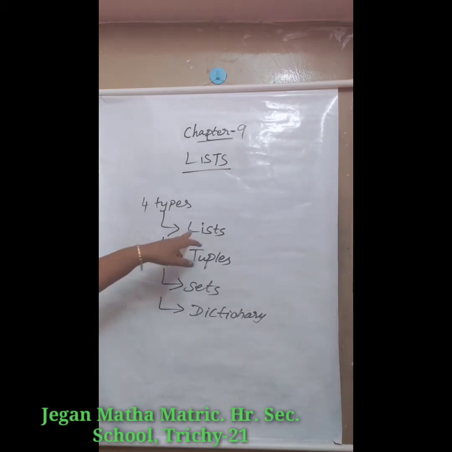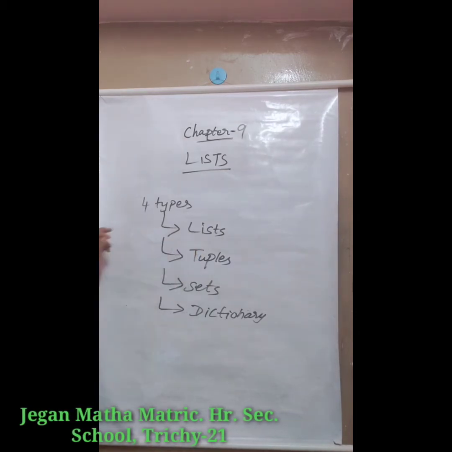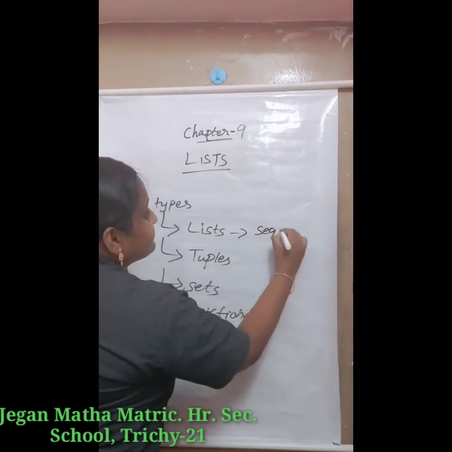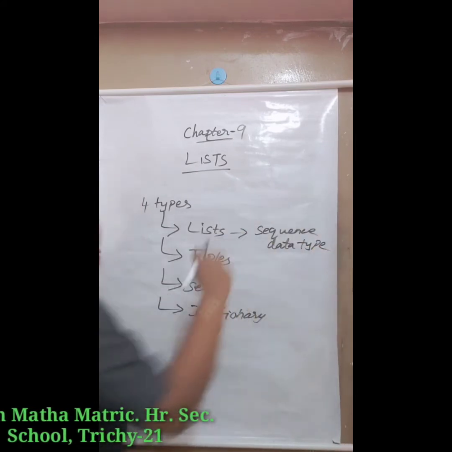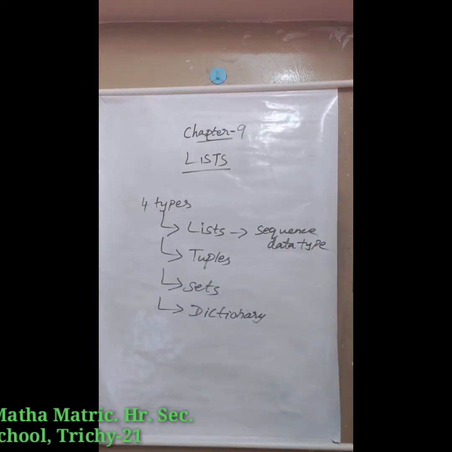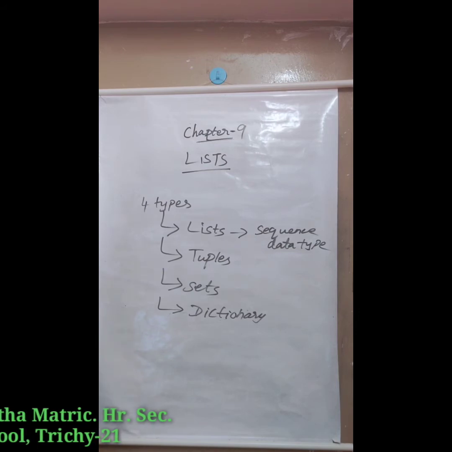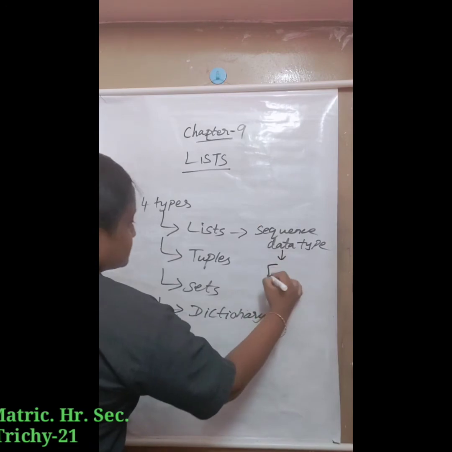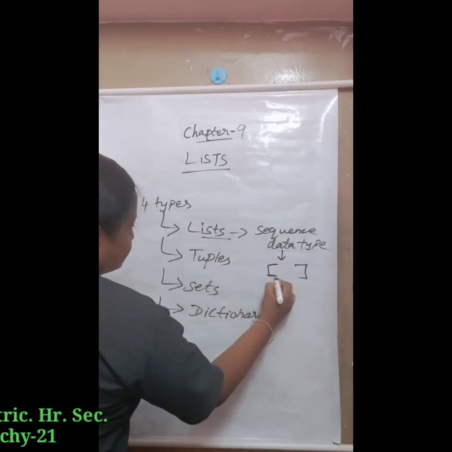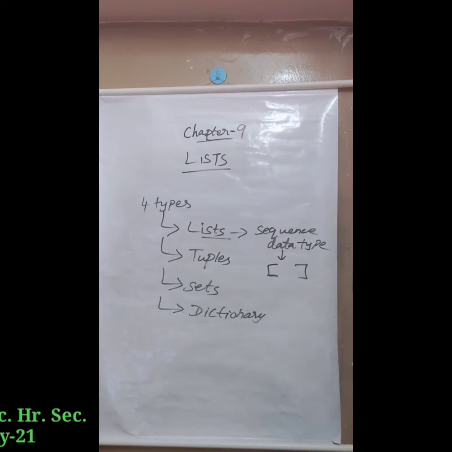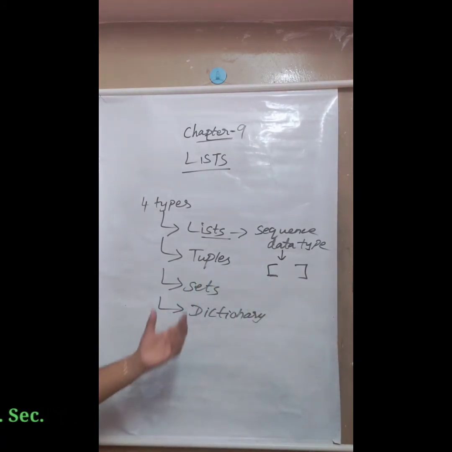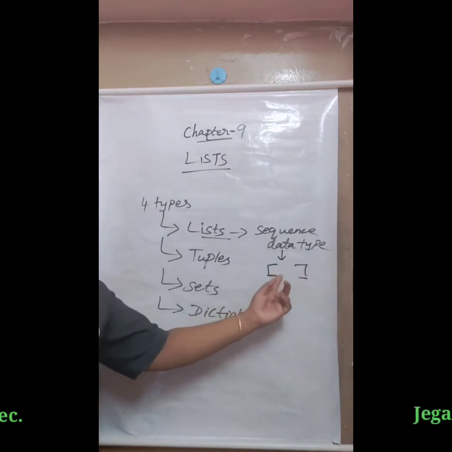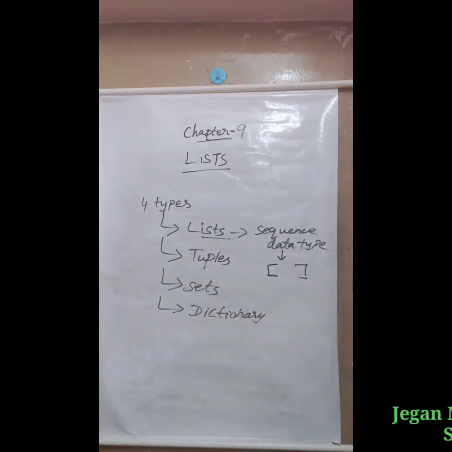So a list in Python is called a sequence data type. It is an ordered collection of values enclosed within square brackets. So we can write the list with the help of square brackets, and each value of a list is called an element. Inside the list we call all the values elements.